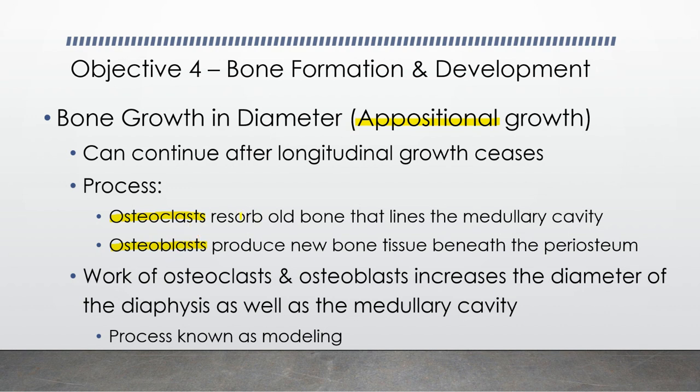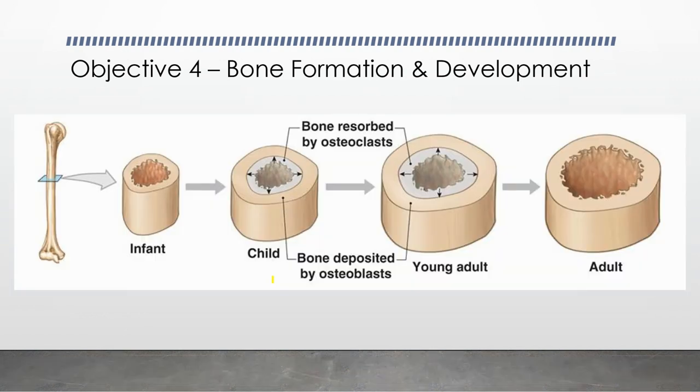And so your osteoclasts are going to resorb the bone that's on the inside, and then your osteoblasts are going to produce new bone on the outer layer, right below that periosteum. And so they work together in coordination. The osteoclasts break, and then the osteoblasts build new, and as they do that, they're going to make the diaphysis wider, and they're also going to increase the diameter of the medullary cavity. And this is called modeling, okay? And our bones are constantly being remodeled as they're exposed to stress and damage and things like that. All right, so there you have your bones widening, or your appositional growth.